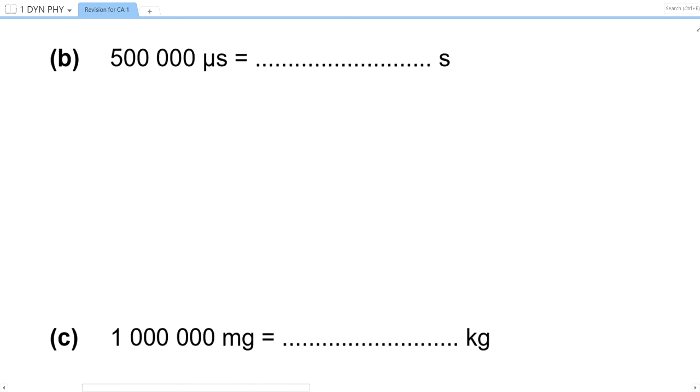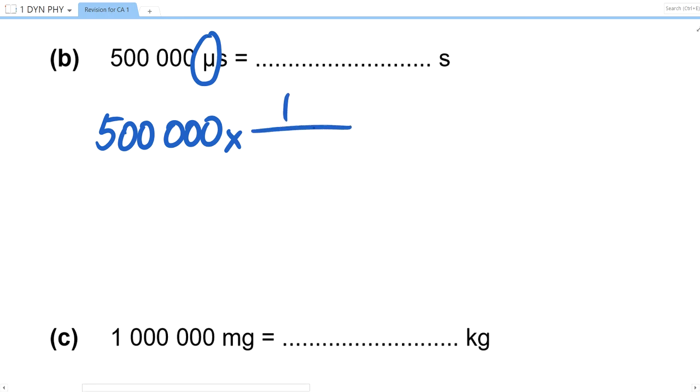Okay. So here what is the first step that I want to do? Write down 500,000. Yes, thank you. 500,000. What do I write down next? Times. What does this mean again? Micro. So that refers to 10 to the power of negative 6. Or if you prefer, it is 1 over 1 million. So this is my micro. What else is missing? Seconds.